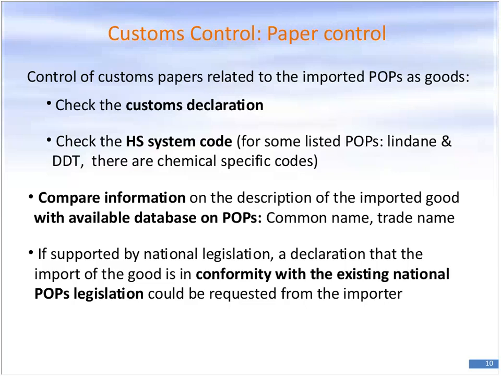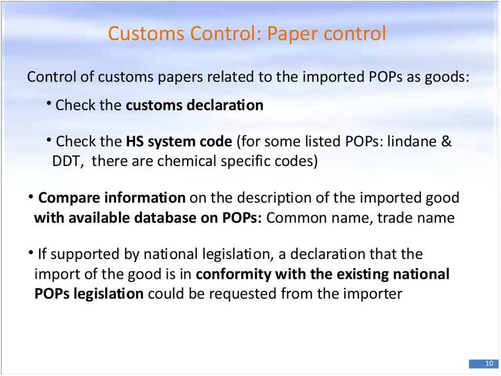Well, when you have the information, then you compare the information of the imported good with the available database on POPs. There is a database which is part of this document on customs control, and I come back to that. And you can look at the common name, trade name, harmonized system code, and so on.